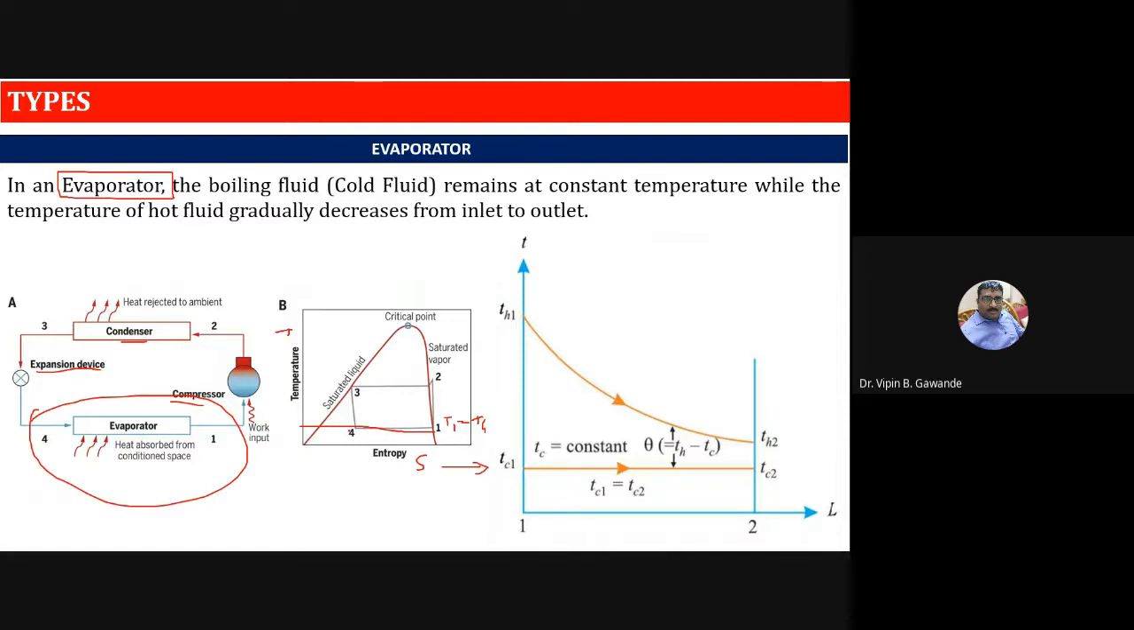So that's why in this case TC1 will remain equal to TC2, because here there will be a phase change process for the refrigerant. And whenever there is a phase change process for the refrigerant, it will always occur at a constant temperature. The refrigerant is a cold fluid, so TC1 will be equal to TC2, and this temperature line will be the straight line for the evaporator, okay?